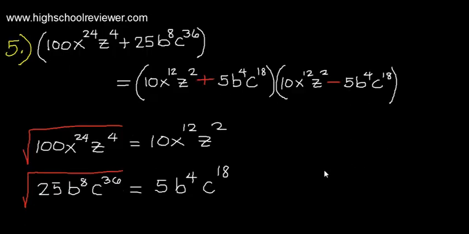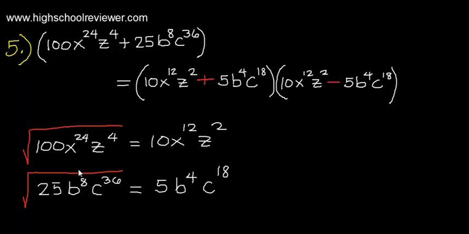For number 5, we have the quantity of 100 multiplied by x raised to 24 z raised to 4 plus 25 b raised to 8 c raised to positive 36. 100 is a perfect square. 25 is also a perfect square. We can now get the square root of 100x raised to 24 z raised to 4. All the exponents are even, so we will just divide all the exponents by 2. And the square root now is positive 10, x raised to 12, and z raised to 2.